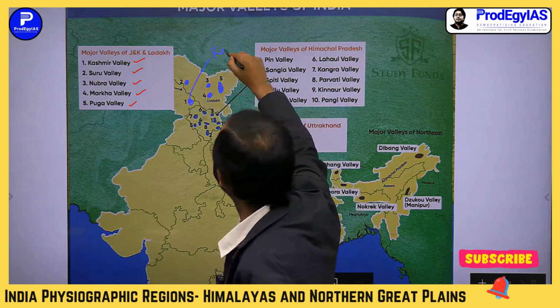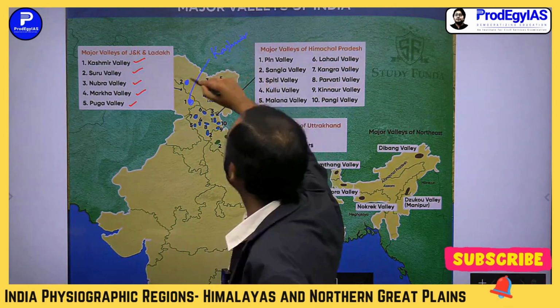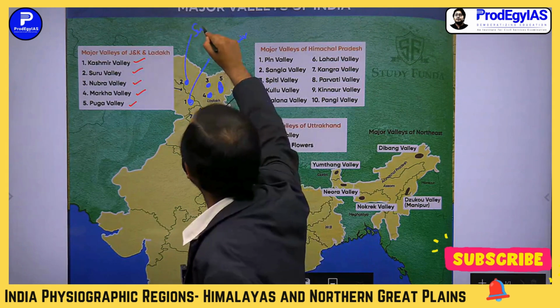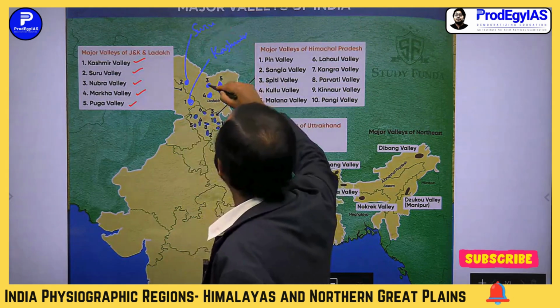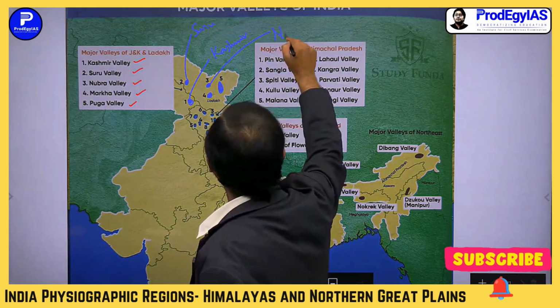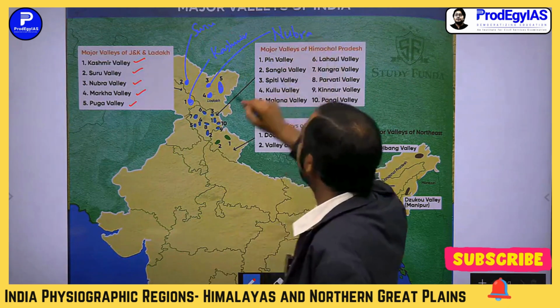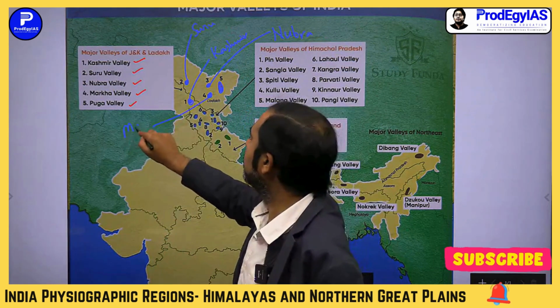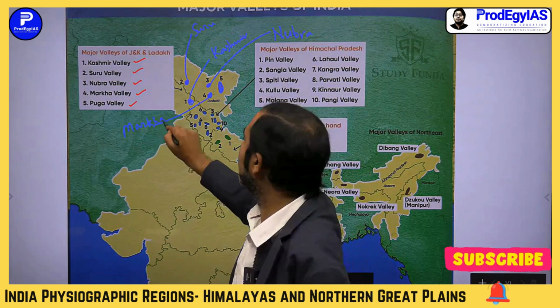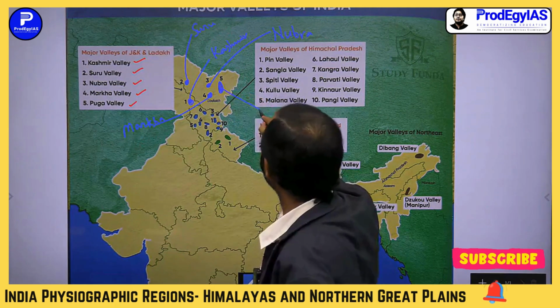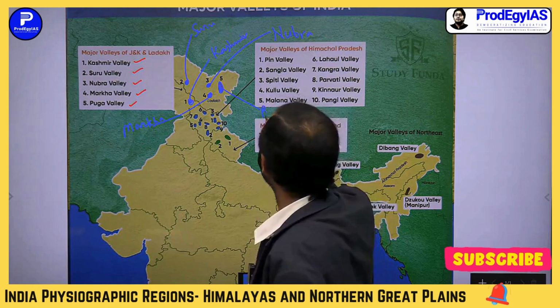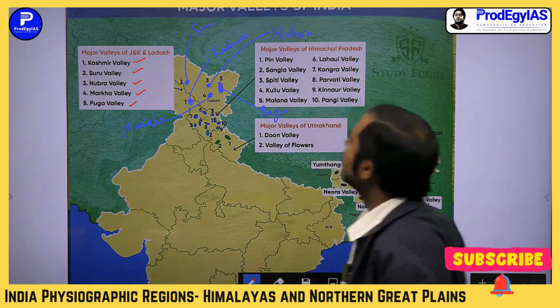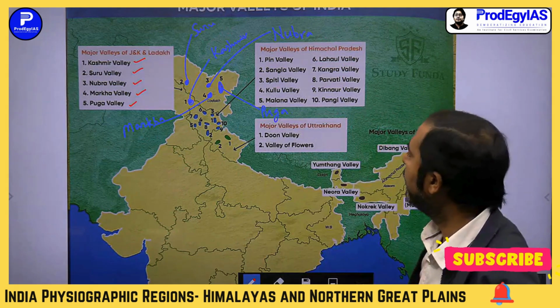Kashmir Valley, Suru Valley, Nubra Valley, it is Markha Valley, this is Puga Valley. These are important valleys of the Jammu, Kashmir, and Ladakh region.